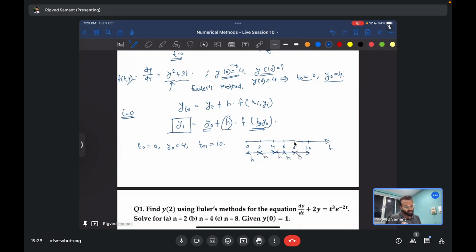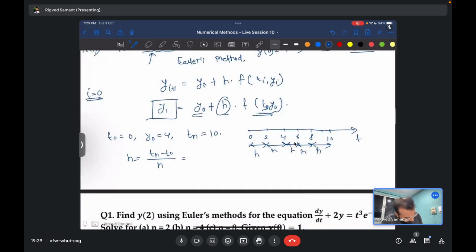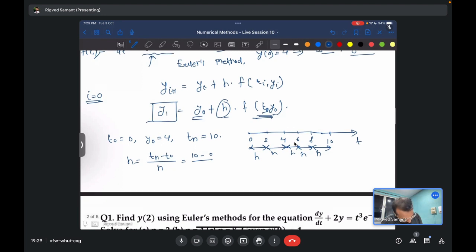So this 0 to 2 is your h value. So h is tn minus t0 divided by the number of intervals. Here tn is 10, t0 is equal to 0, and n is 5. So 10 by 5 is 2. So h is 2. So h is the length of each interval, okay? And this is how you can find it: final value minus initial value divided by the number of intervals.